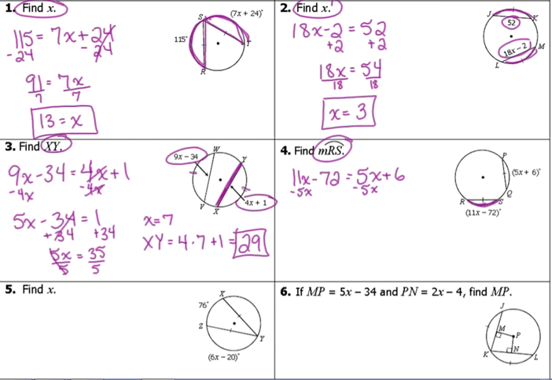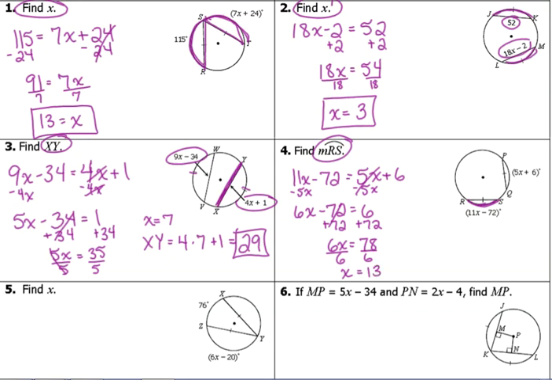Subtract the 5x from both sides. 11x minus 5x is 6x. 6x minus 72 is equal to 6. Add the 72. 6x is equal to 78. Divide by 6. X is 13. We're not looking for x.